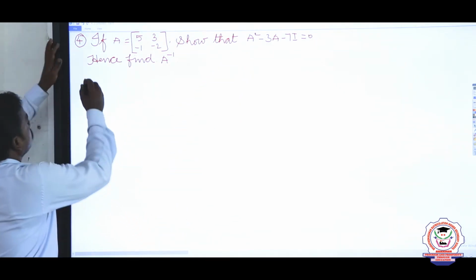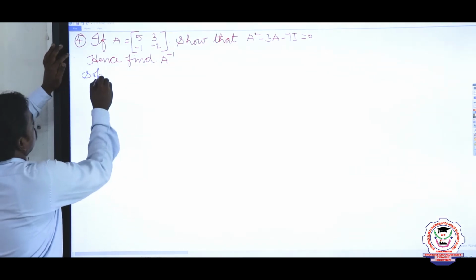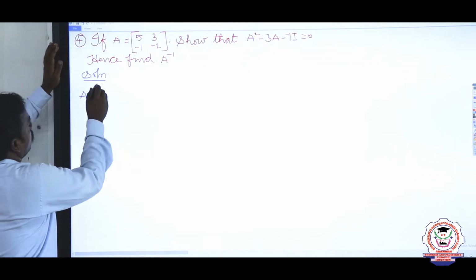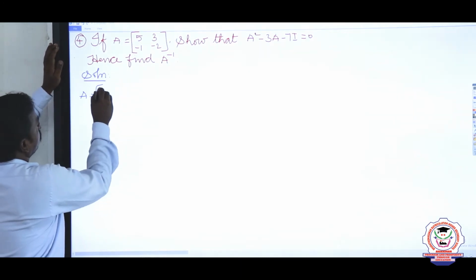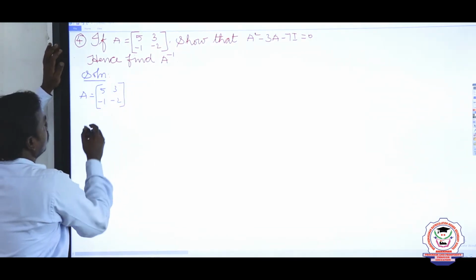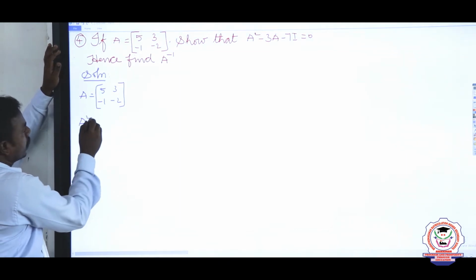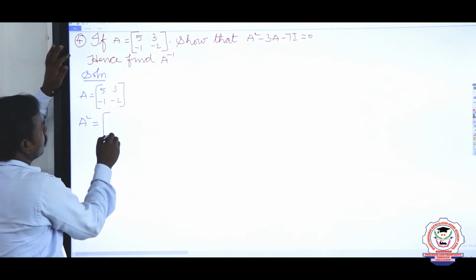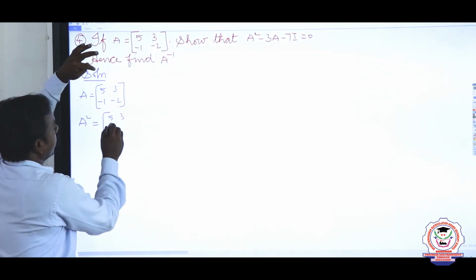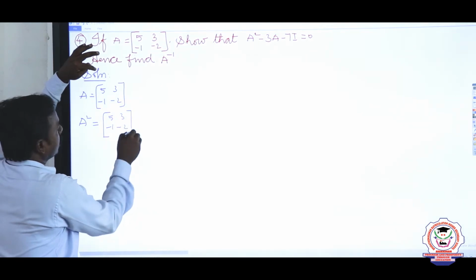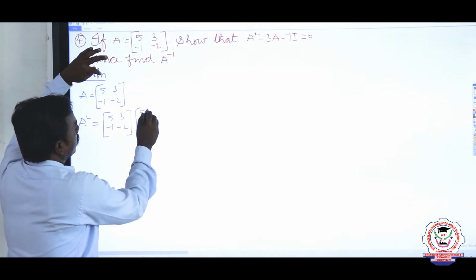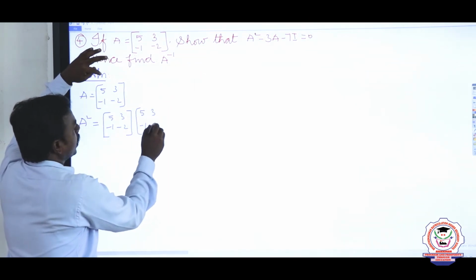Listen, in the solution, first given question A, this is equal to, that is 2 by 2 matrix. In the first row 5, 3, minus 1, minus 2. Listen, I am going to find A square. Yes, A square, this is equal to, so 2 times we need to write the A matrix, that is 5, 3, minus 1, minus 2, into again, once again write this same, because A into A. So, 5, 3, minus 1, minus 2.